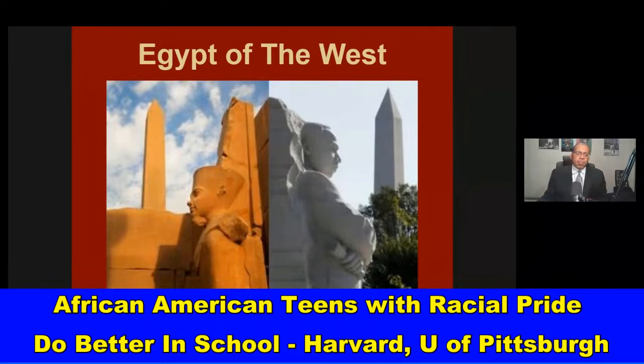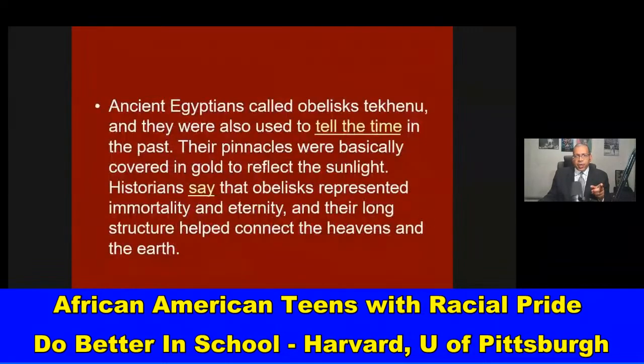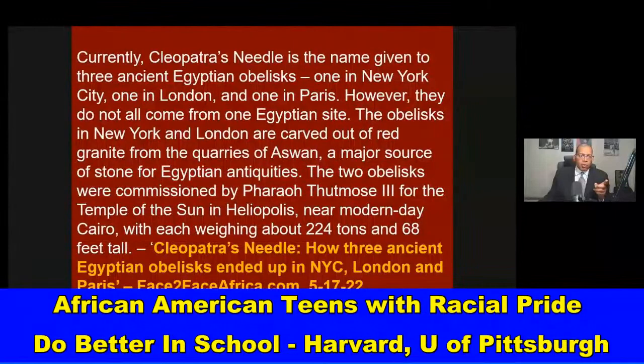So we also deal with the influence of Africa, especially ancient Kemet, here in the United States. The Washington Monument is an ancient African symbol called a tekken. There are about 1,200 tekkenu all throughout ancient Kemet. Today, there are less than 12. And you have 3 that are in London. You have London, England, New York City, and Paris, France. There's a good article called Cleopatra's Needle, how 3 ancient Egyptian obelisks ended up in New York City, London, and Paris, France.